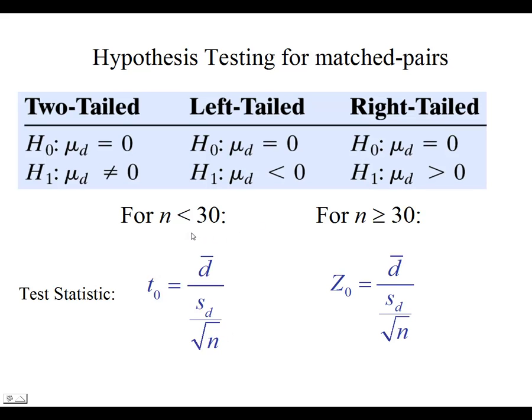If you're dealing with values of n that are less than 30, number of pairs less than 30 that is, we have a t, again n minus 1 degrees of freedom for that. And for values of n greater than or equal to 30, we deal with a z. So our critical regions will be determined based upon that information. For a t, we use the t distribution to find the critical values. For a z, we use the z distribution. And again, if your test statistic is in the rejection region, then you will reject. Otherwise, you will fail to reject.